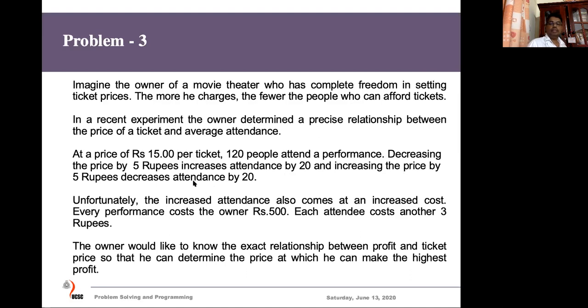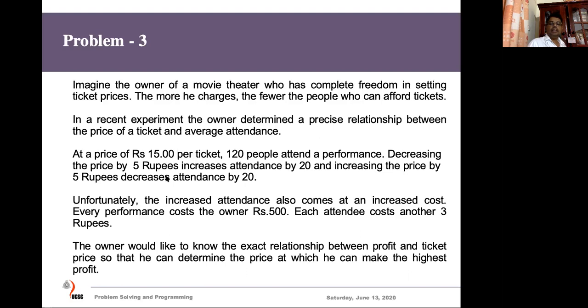For example, instead of 15 rupees, if he changed the ticket price to 20, he noticed that he gets only 100 attendance. If he further increases the ticket price to 25 rupees, he gets 80 attendees, like that. So he found that. Then what we want to find out is the best ticket price.